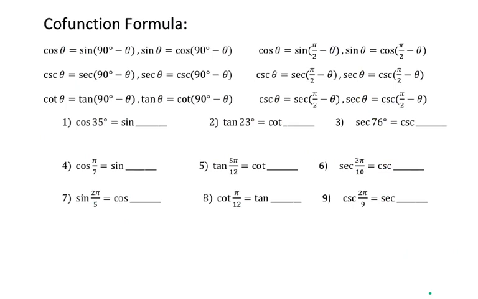Now let's go to cofunction formula. This problem will be tested on your SAT. So you have to know. What's cofunction? Cosine and sine we call cofunction. Cosecant and secant we call cofunction. And cotangent and tangent we call cofunction.